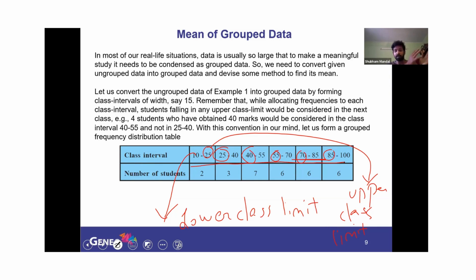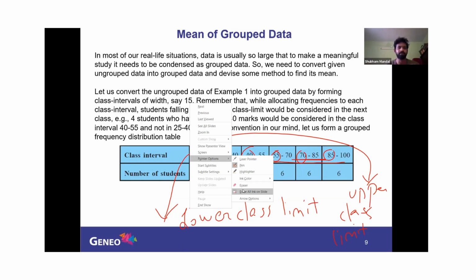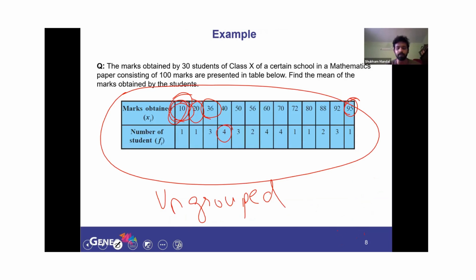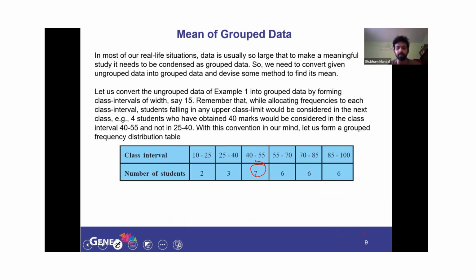The first number in the interval is called the lower class limit. The highest number in the interval is called the upper class limit. We do not consider observations falling on the upper class limit. Now 40 to 55: 40 has 4 and 50 has 3 students, so 40 to 55 will have 7 students. Similarly, we have made all the classes. We have grouped the data, and this is what you get when you group all the students into different class intervals.